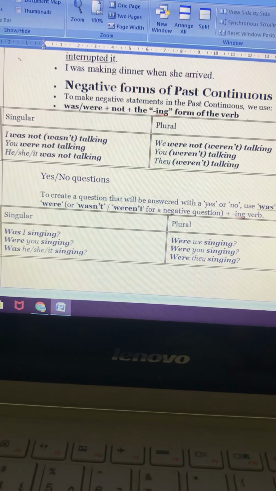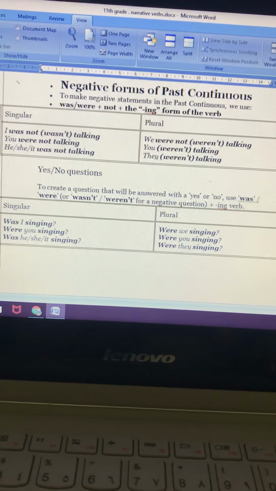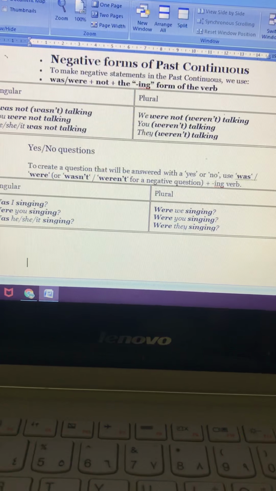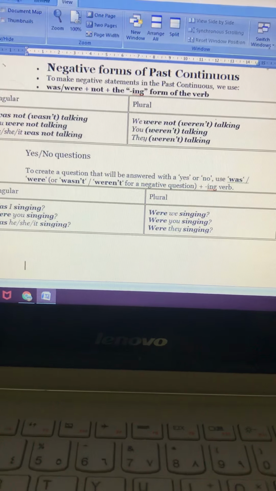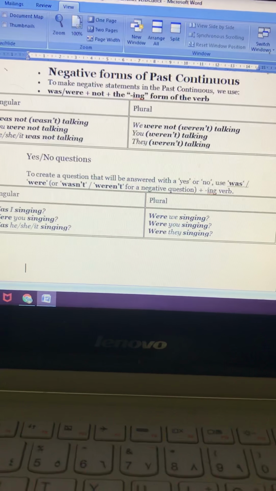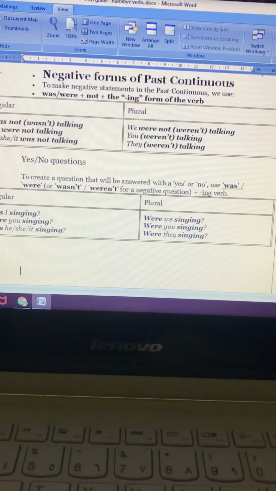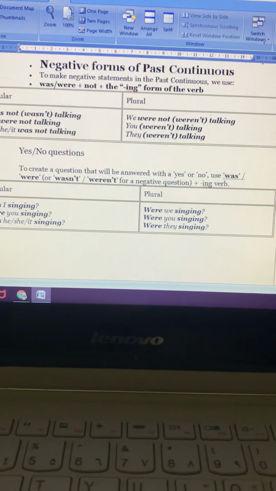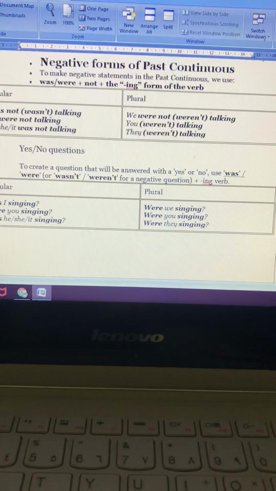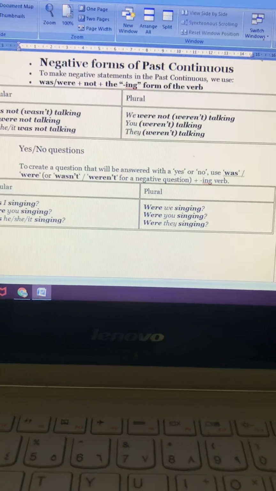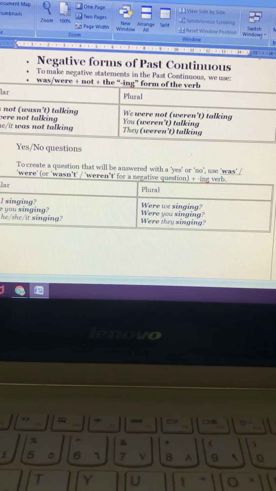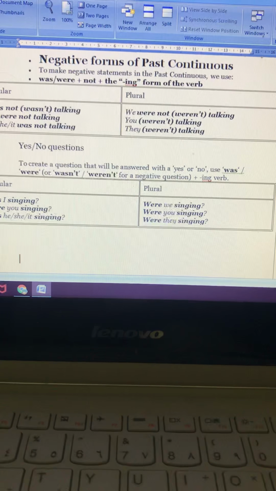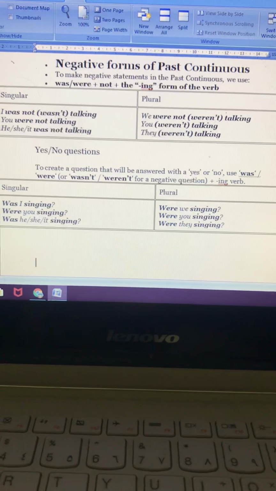For yes/no questions, to create a question that will be answered with yes or no, use was or were, or was not or were not for a negative question, with the verb ing form. For example, was I singing? Were you singing? Was he or she or it singing? This is for singular. Let's say the plural forms. Were we singing? Were you singing?